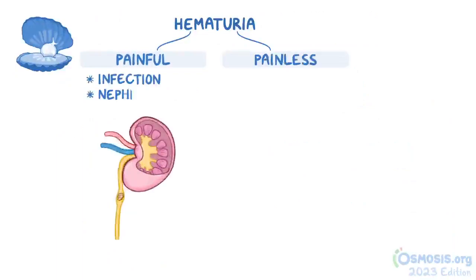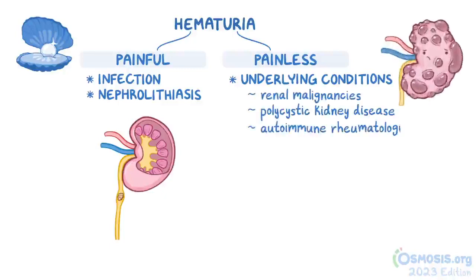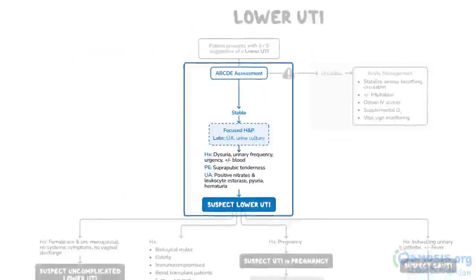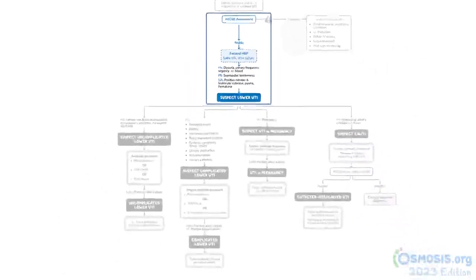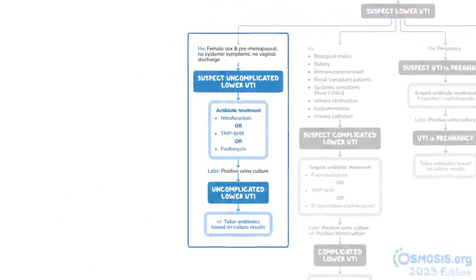Now here's a clinical pearl to keep in mind. It's important to note whether hematuria is painful or painless. Painful hematuria suggests diagnoses like infection or nephrolithiasis. On the other hand, painless hematuria can be a sign of underlying conditions such as renal malignancies, polycystic kidney disease, or autoimmune rheumatologic conditions such as IgA nephropathy.